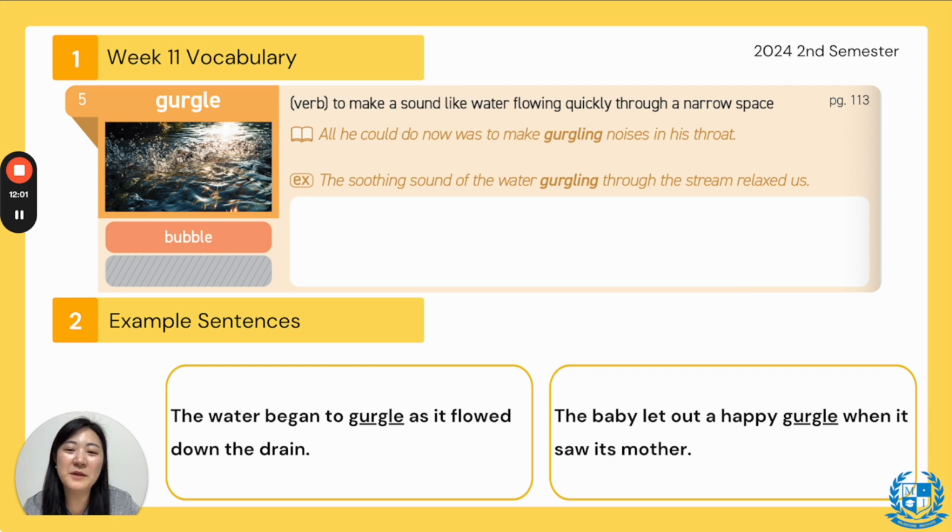It says the water began to gurgle as it flowed down the drain. Yes. So when I have a lot of water in my sink and then it starts to go down, it goes gurgle, gurgle, gurgle, and it goes down, right? That's the gurgle sound. It's gurgling. Next, it says the baby let out a happy gurgle when it saw its mother. So babies, when they drink milk or maybe they just have spit in their mouths, they gurgle.